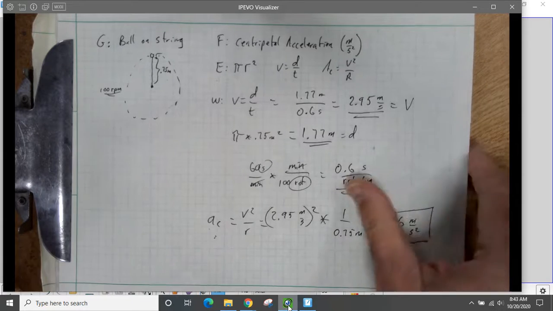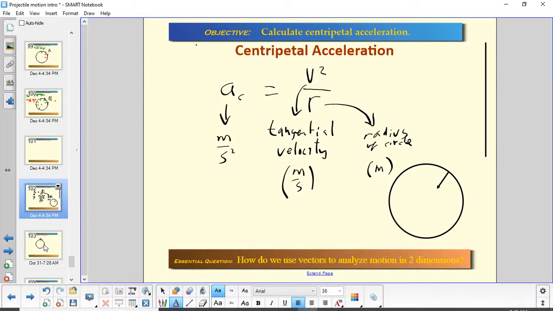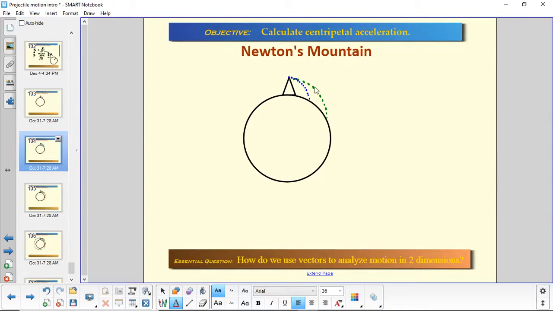Okay, now let's go back to a thing called Newton's mountain. Here we go. This is a thought experiment that Isaac Newton himself did. It combines circular motion with projectiles. We've been studying projectiles. Newton said, what if we stand on a tall mountain and we throw a projectile horizontally? It is going to fall to the earth. No surprise there. But what if we throw it faster? It's going to go farther before it hits the earth. And if we throw it even faster than that, it's going to go even farther. But gravity is continually pulling it toward itself, and eventually the projectile hits it.